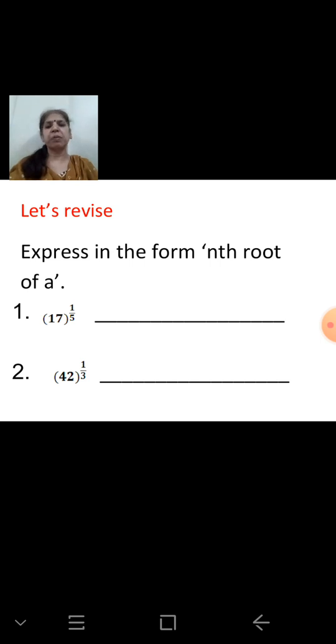17 raised to 1 upon 5. I hope you all have revised. Write the answer. Check the answer. What is the answer? Fifth root of 17. Next, 42 raised to 1 upon 3. It is cube root of 42. We know when the index is 1 upon 3, it is the third root, that is cube root, right?